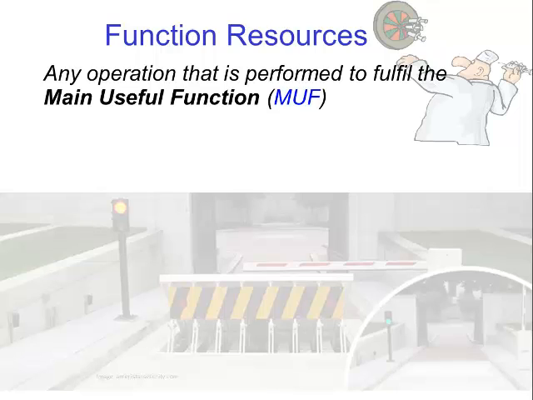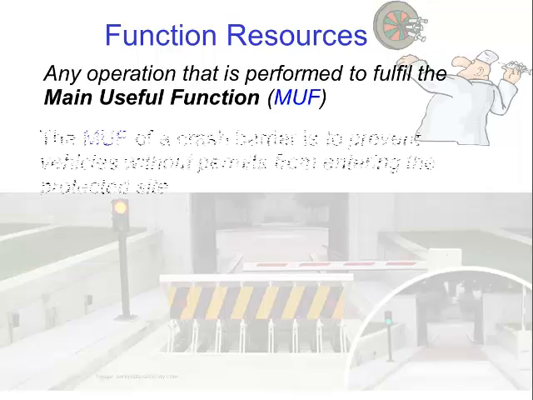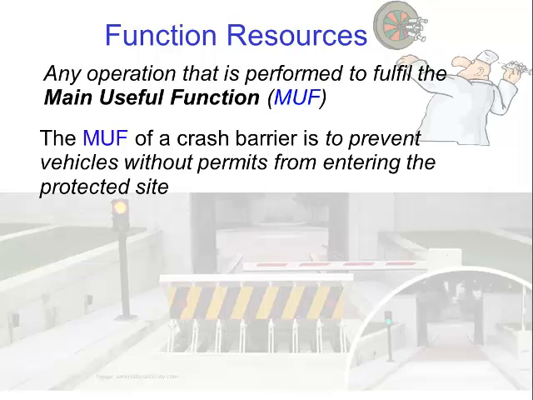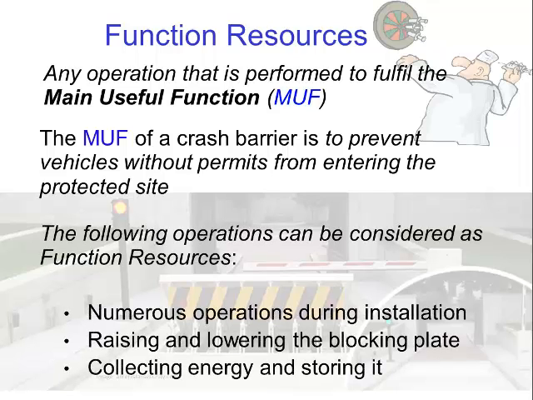Resources of this group cover operations that are performed by the system in order to fulfill its main useful function. In essence, we try to identify all these operations in order to see whether they can be used to fulfill additional functions. In our case, the main useful function of the crash barrier is to prevent intruders from entering certain sites. In order to perform this main useful function, the crash barrier needs to at least perform the three sets of operations that are shown in this slide.